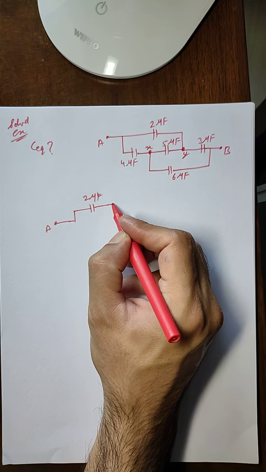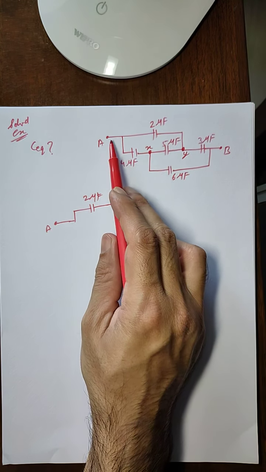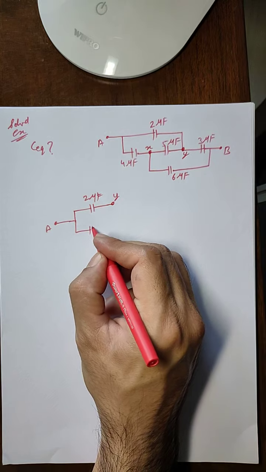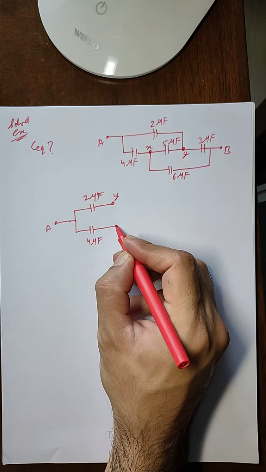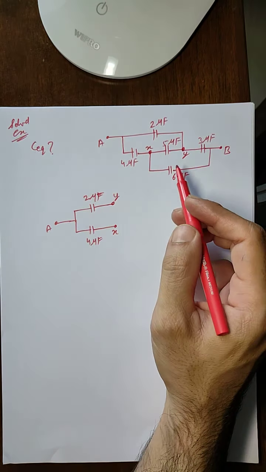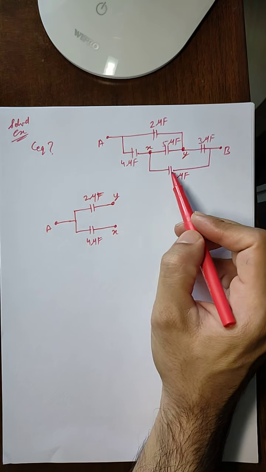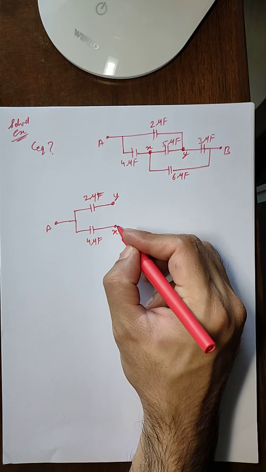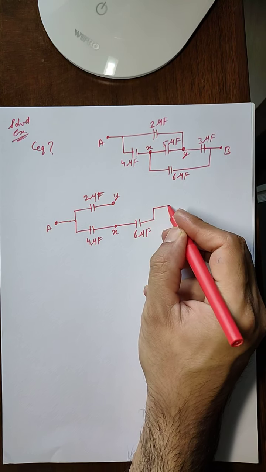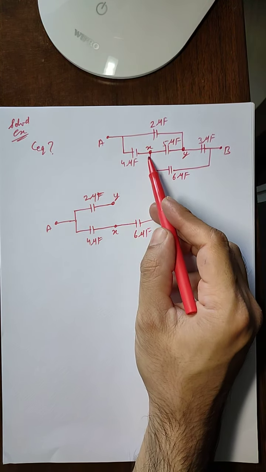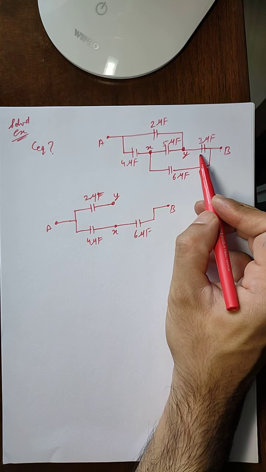So this will be Y. Similarly, 4 microfarad is connected between A and X. So if I take another branch, 4 microfarad connected between A and X, then between X and B there is a capacitor of 6 microfarad. So 6 microfarad is connected between X and B, and similarly between Y and B a capacitor of 3 microfarad is connected.